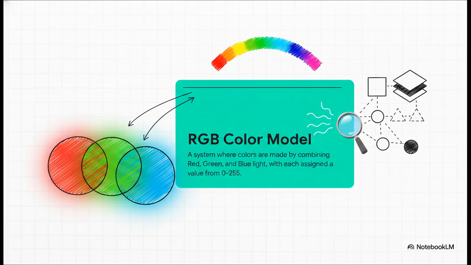The most common way to define that color is something called the RGB model. It's actually really clever. It mimics how our own eyes work by mixing different amounts of red, green, and blue light. Each color gets a value from 0, which means none of that color at all, all the way up to 255, which means full intensity.